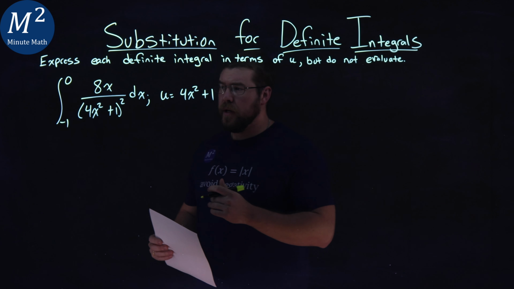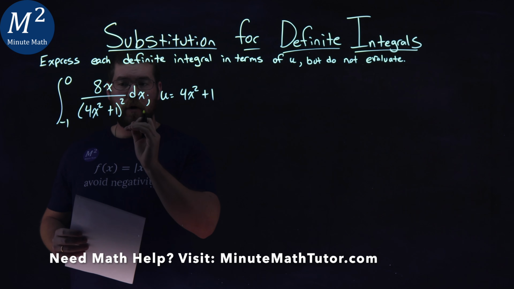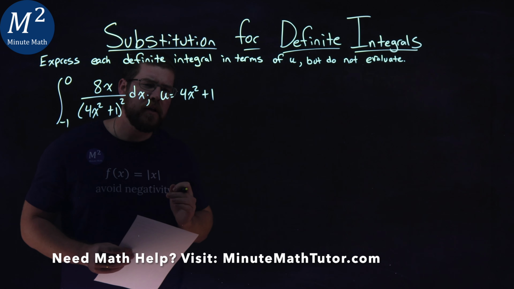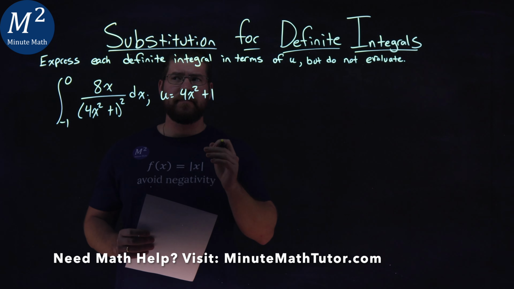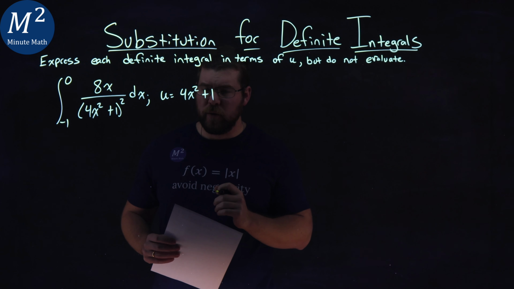We're given this problem right here, the integral from -1 to 0 of 8x over (4x squared plus 1) squared dx. And we're given a u value of 4x squared plus 1. And we want to express this integral in terms of u, but we're not going to evaluate it.